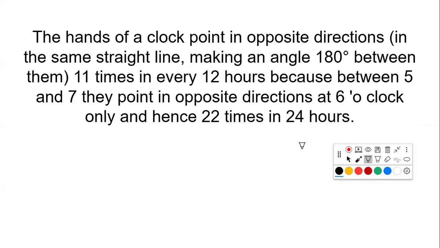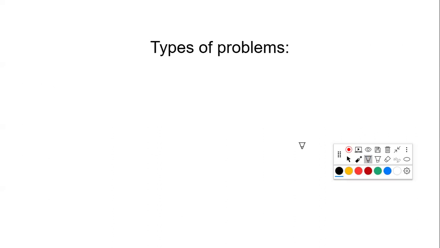Again, the hands of a clock point in opposite directions in the same straight line, making an angle of 180 degrees, 11 times in every 12 hours. Because between 5 and 7, they point in opposite directions at 6 o'clock. And hence 22 times in 24 hours. Opposite direction, that is 180 degrees.